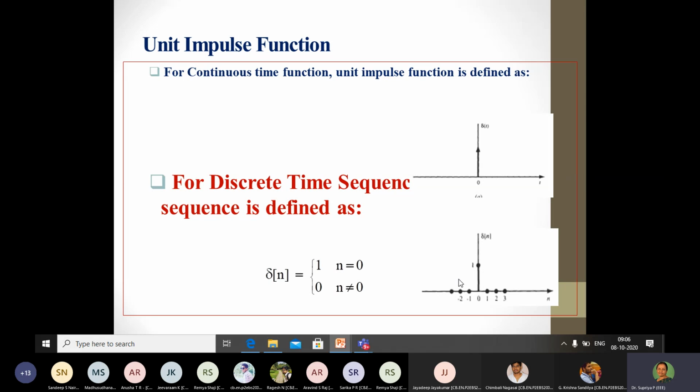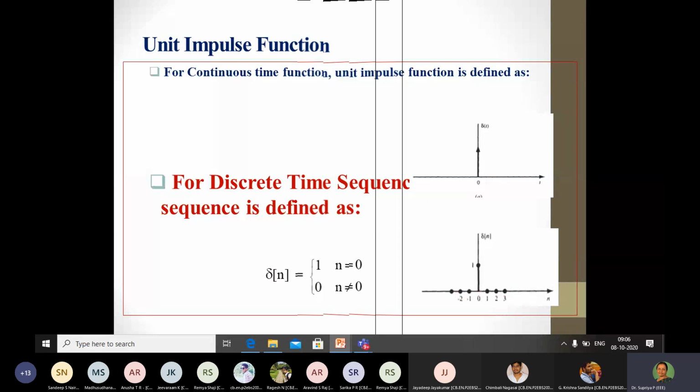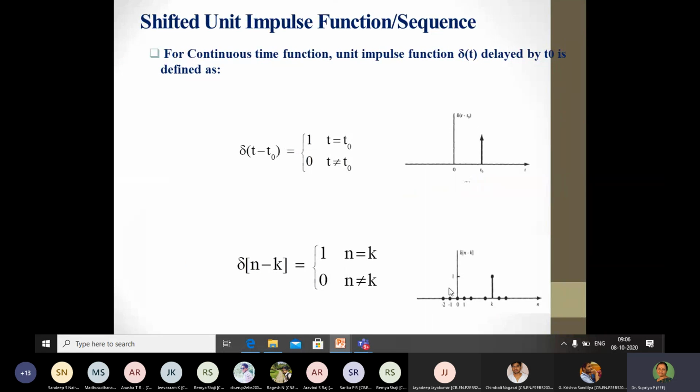Similarly, in the discrete time sequence, delta of n is going to have a magnitude of 1 at n equal to 0, and as has been shown here, at n equal to 1, 2, 3, and -1, -2, and -3 also, it is having 0 value. Now, what is a shifted impulse sequence? A basic impulse sequence tells us that the impulse is present only at t equal to 0 or at n equal to 0. However, we could have a shifted impulse, which could be represented by delta of t minus t naught, which means here the impulse is present at the value t naught.